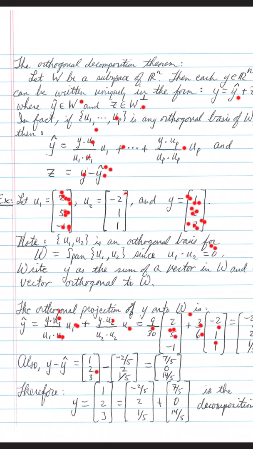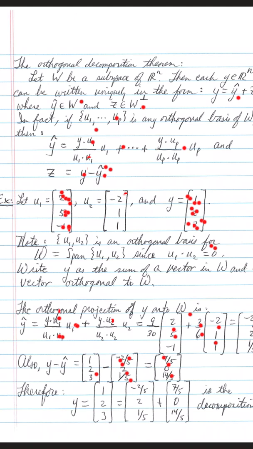Well, the original y is 1, 2, 3. Y hat we just calculated, and then we subtract them. 1 minus negative 2 fifths, that's the same as 1 plus 2 fifths, 7 fifths. 2 minus 2 is 0. 3 minus 1 fifth, well, that's 2 and 4 fifths, but as an improper fraction, it's 14 fifths.